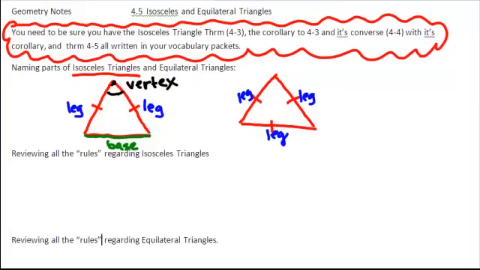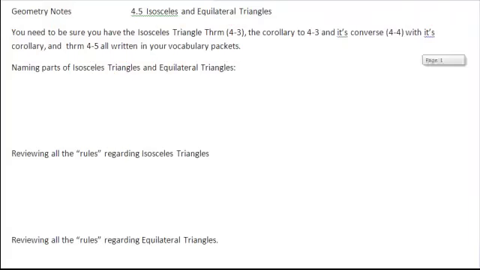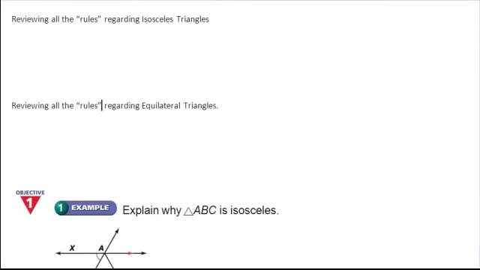Okay, so let's talk about these theorems and review some of the rules of just isosceles triangles. Let's start with the most important rule. As soon as you see a triangle with two sides marked equal, you know immediately it's an isosceles triangle. Well, the very first theorem tells you that if the two legs are equal, then automatically you can say the angles are equal. So if the two legs are equal, then the angles are equal.